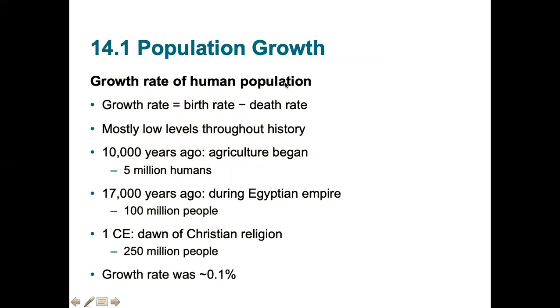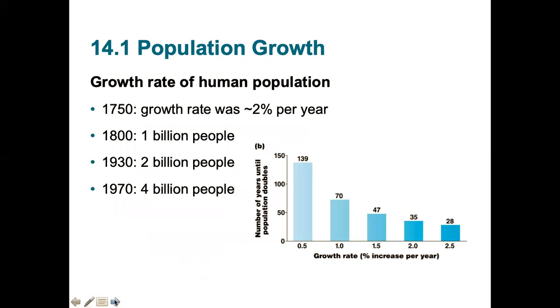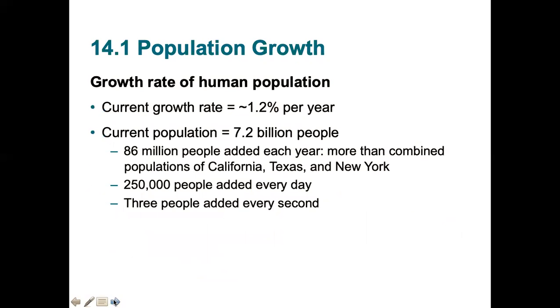The growth rate of humans over a long period of time has varied, but it's been about 0.1%. And so we've had different populations, and in the 1750s, the growth rate was really high. And so then the population's size started increasing. And now the current growth rate is 1.2. So it used to be 0.1 and now it's 1.2. That's an order of magnitude and then some bigger.